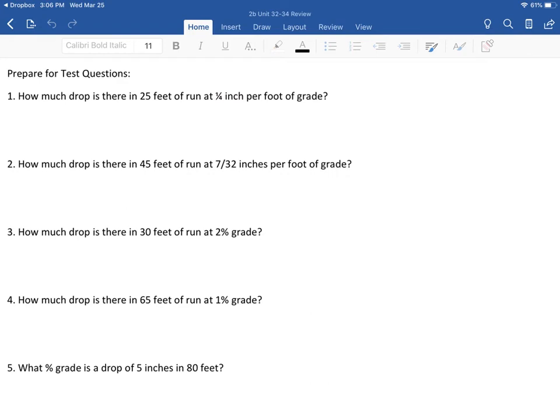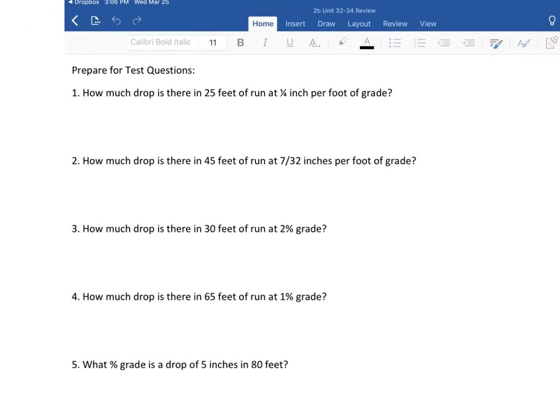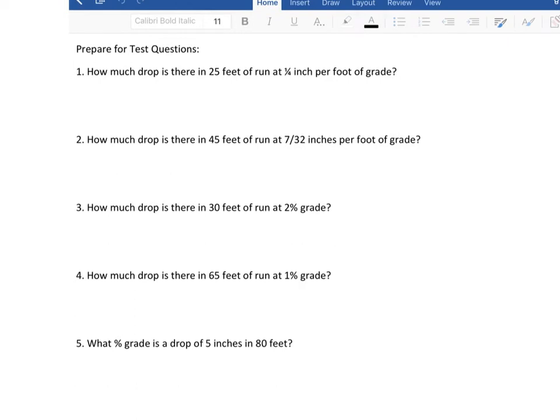Okay, so here are some questions to help you prepare for your competency test. These are literally questions right from the test. I changed some of the numbers, but some of them are still the same, so I would suggest you know how to do these. The first one says, how much drop is there in 25 feet?